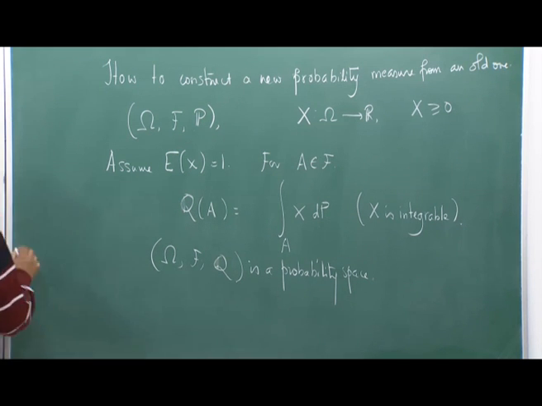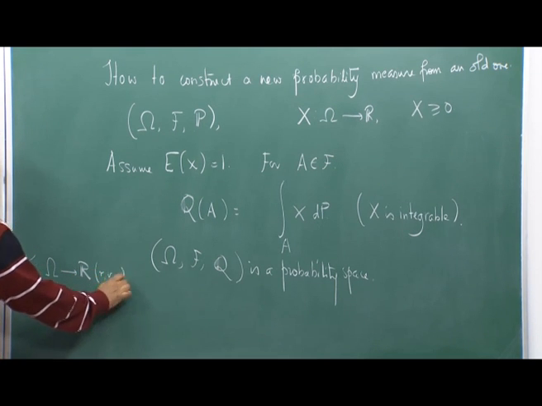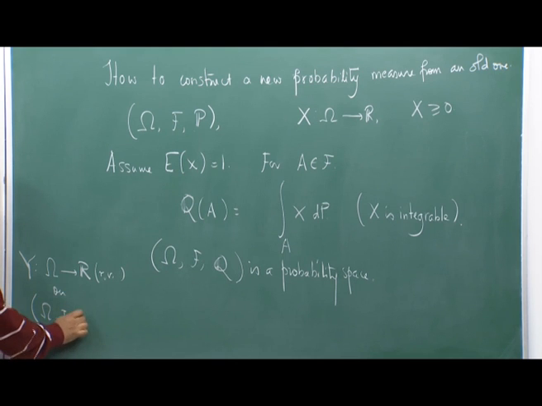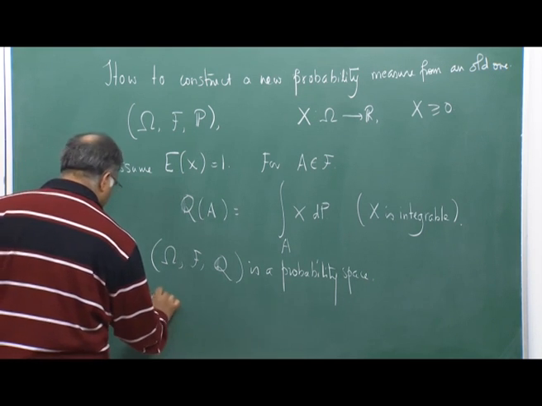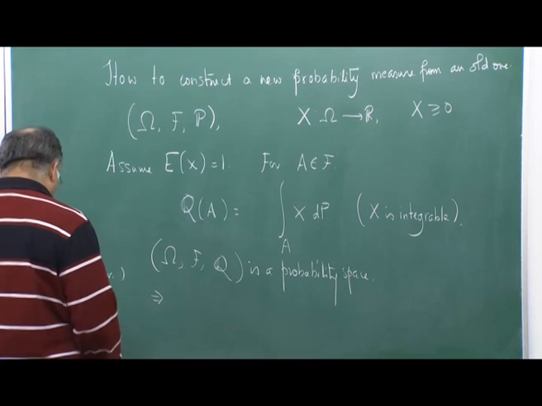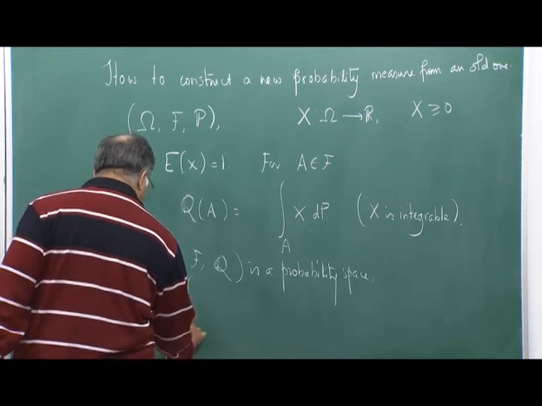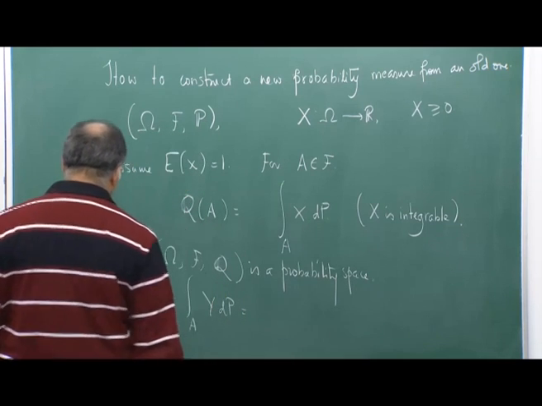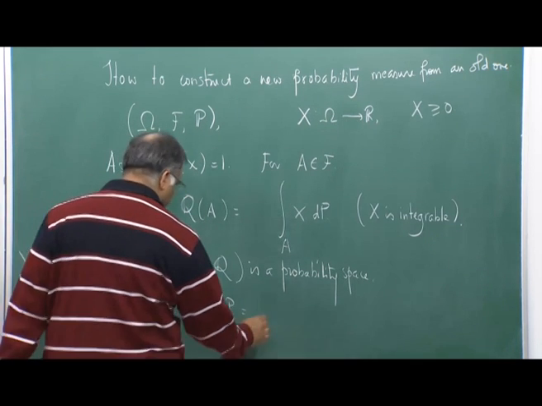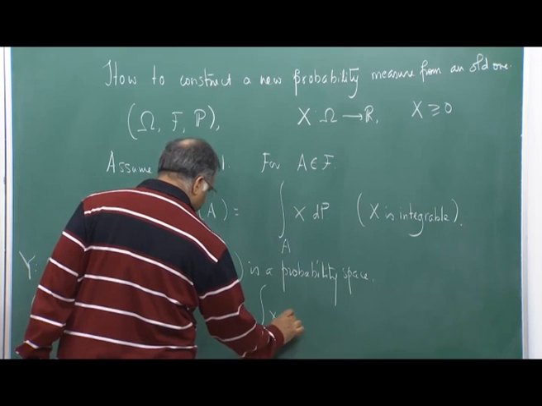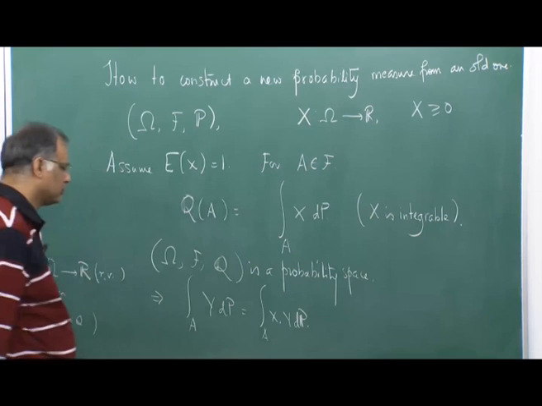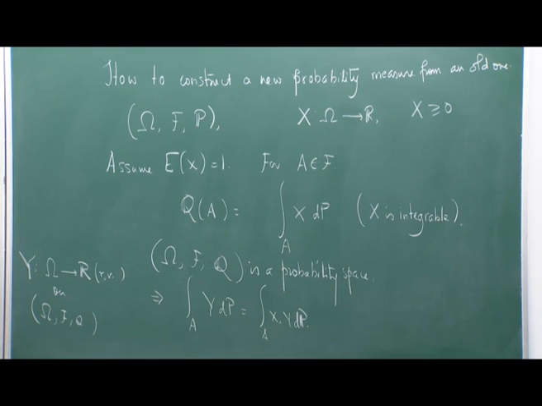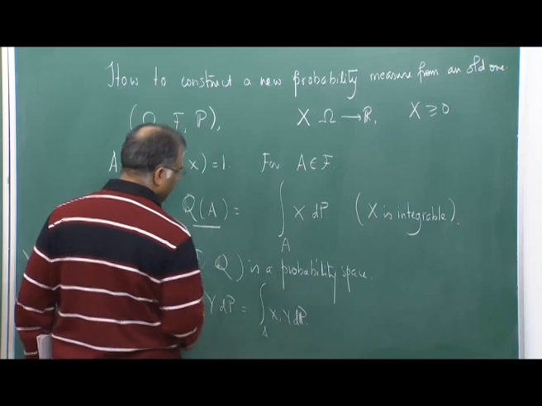Another interesting property that we have is that if Y is a random variable, and suppose I can integrate, then for any A that you have in F, this is nothing but, so this is the additional result. So, this is the key step where you have constructed the new probability measure.